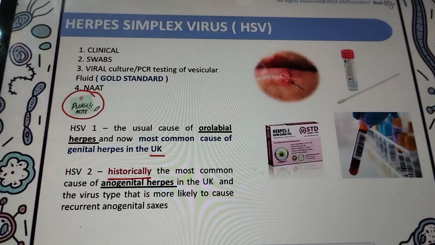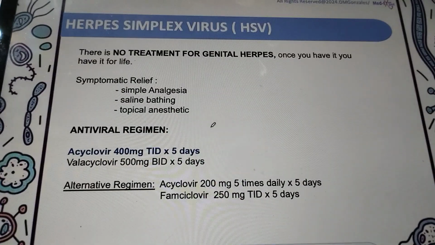So this is how you diagnose HSV: clinically, when you see a lesion, by swabs, by viral culture, which is the gold standard, and by nucleic acid amplification test. Unfortunately, there's no cure for genital herpes. Once you have it, you have it for life. It goes latent in the neurons, and it gets reactivated once you become immunocompromised again.